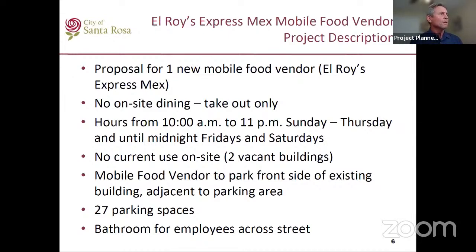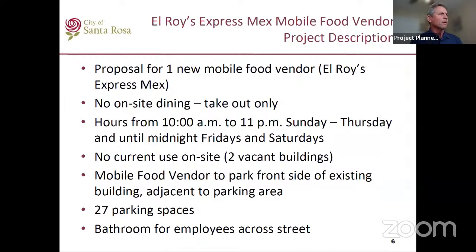There is no on-site dining at this point. It's takeout only. Initially, the project did propose some on-site seating, but that has since been removed from the project description. So currently, as proposed, it's takeout only. The hours of operation proposed are from 10 a.m. to 11 p.m., Sunday through Thursday, and then until midnight, Fridays and Saturdays. There's no current use on site.